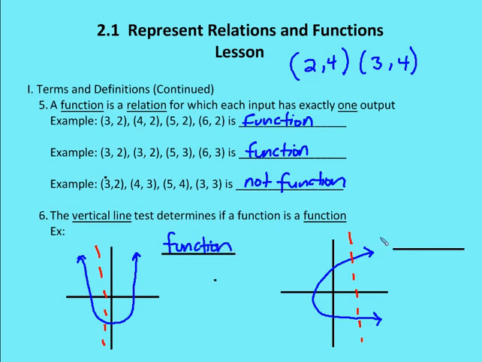If I try that on the right-hand side, I see that if I draw my vertical line, my line ends up going through 2 points on the graph. So this is not a function. So the vertical line test says if I can draw any vertical line through the graph and only touch one point on the graph in all cases, then it is a function. If it touches 2 points in any part of the graph at any time, then it will not be a function.